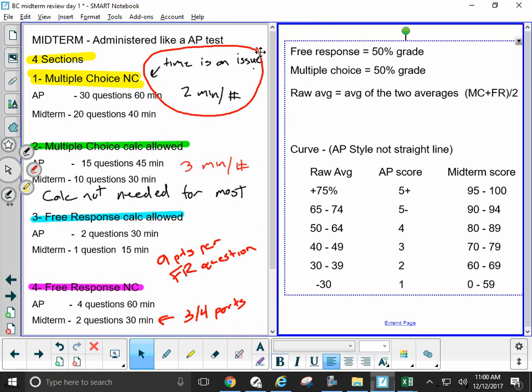Between a 50 and a 64, I'll give you somewhere between an 80 and an 89. If you get a 50 on your raw average, well, I'm going to give you an 80, not an 85. Okay, so it's going to fall in those ranges.